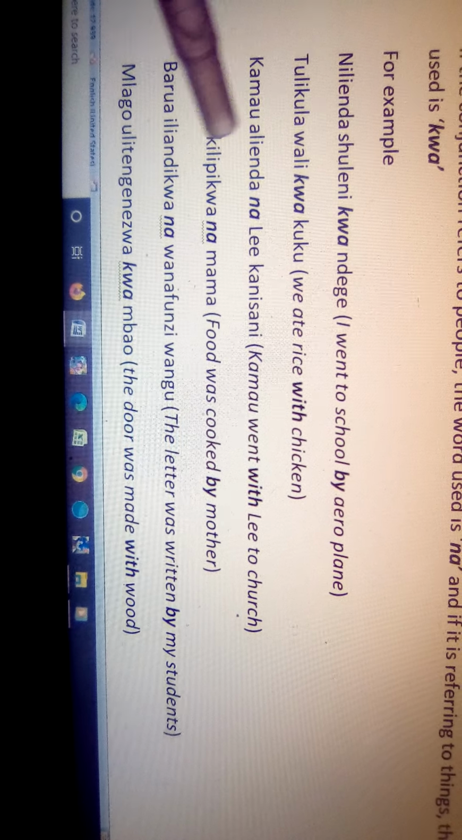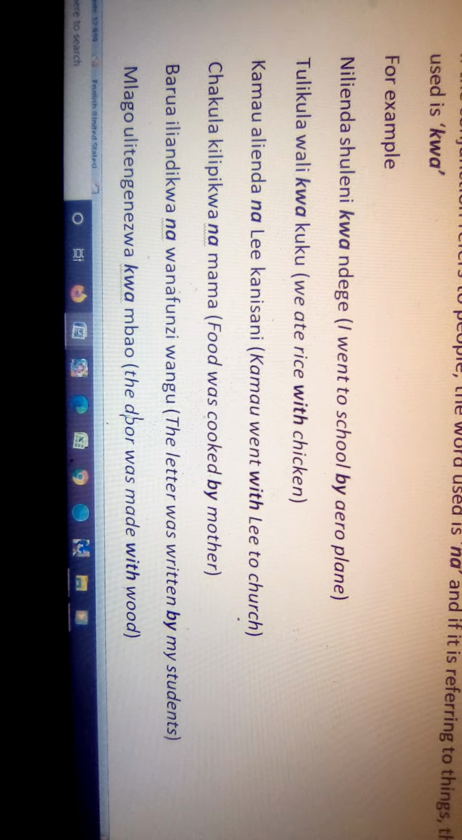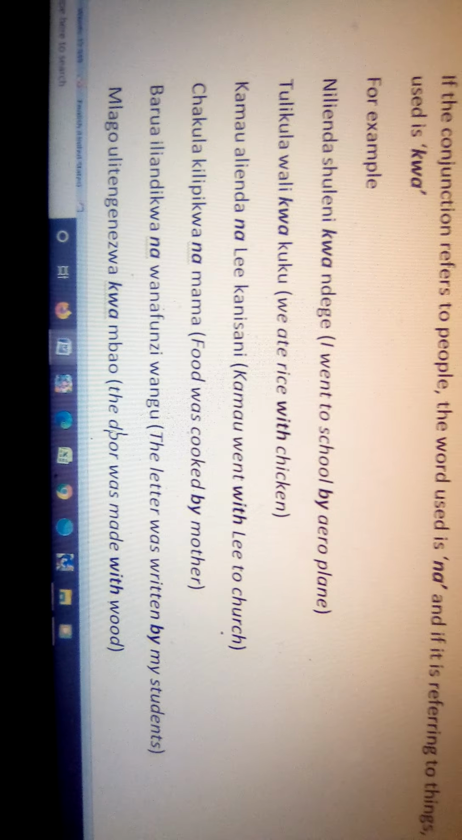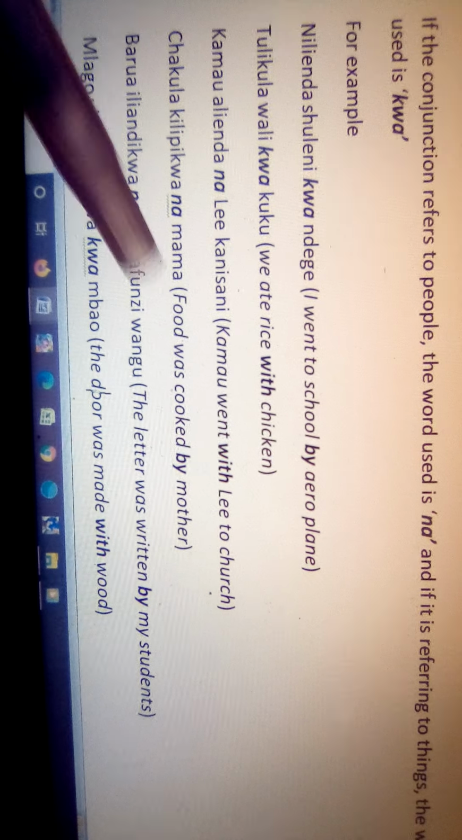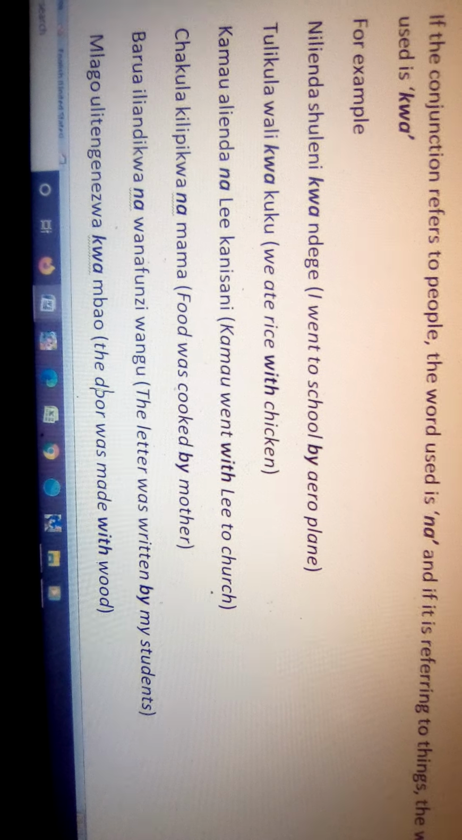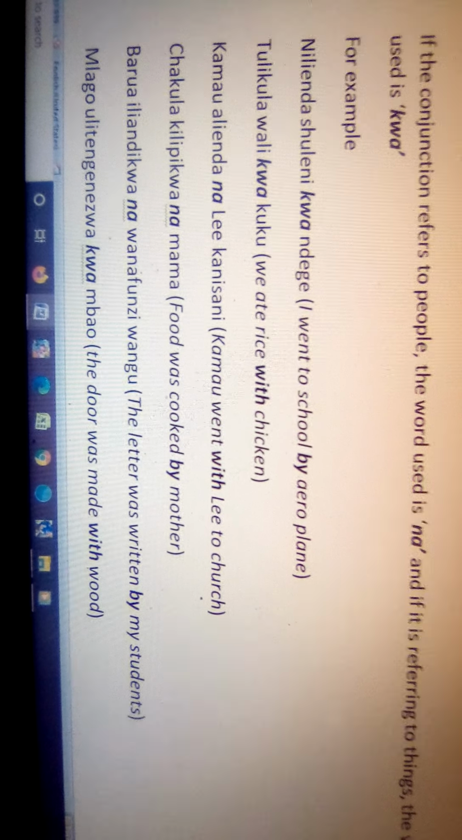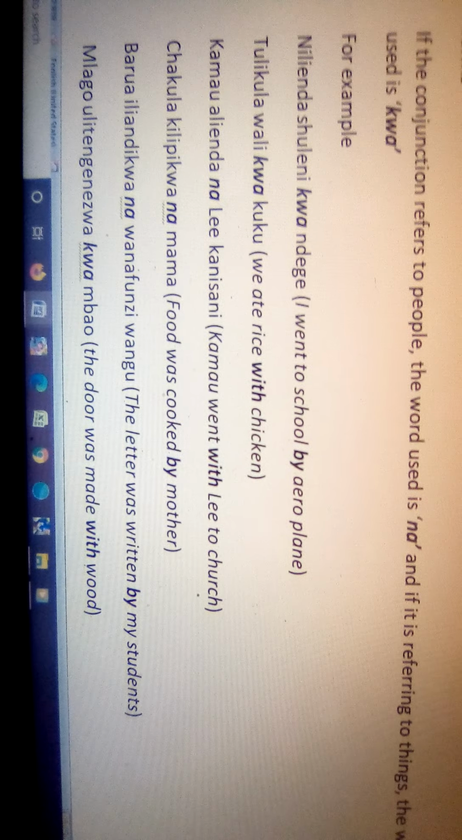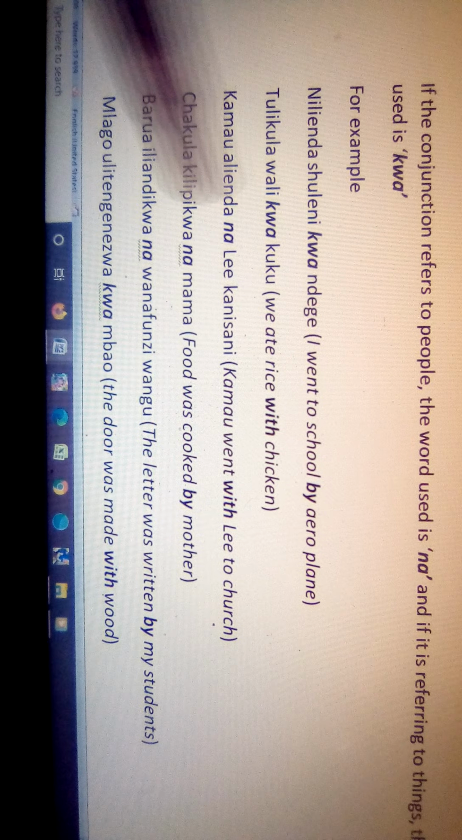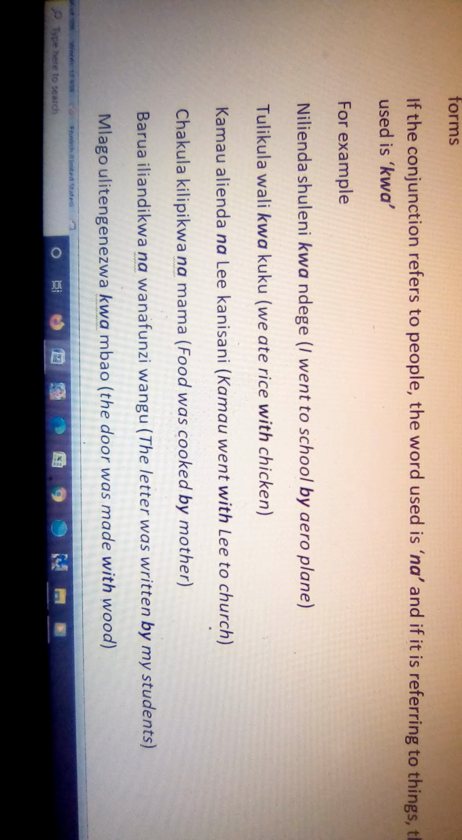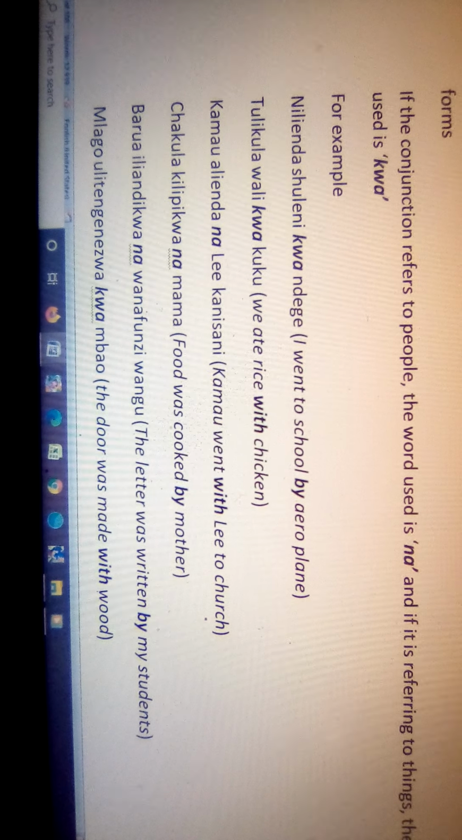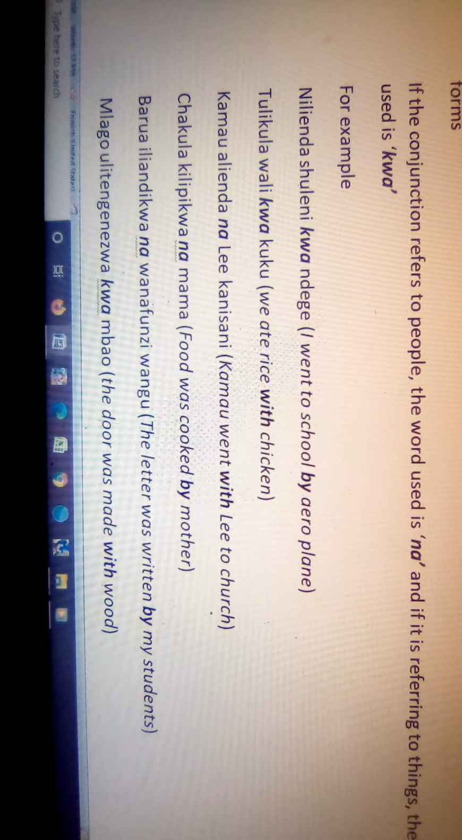Then Kamau alienda na Lee kanisani. Kamau is a name of a person. Alienda, enda is to go, na Lee, with Lee kanisani, to church. So Kamau went with Lee to church. Kamau was here, Lee was here, both of them went to church. So we don't say Kamau alienda kwa Lee. No, unless he went to her house. If you say alienda kwa Lee, it means he went to her house.